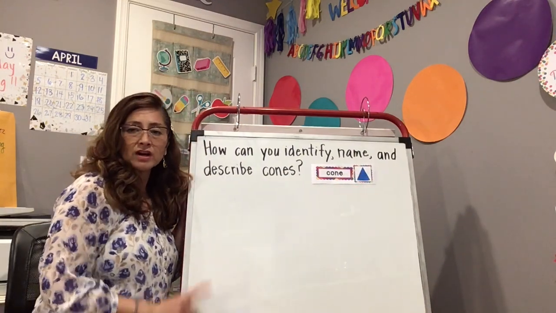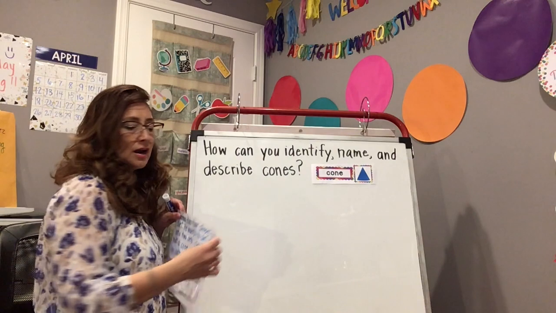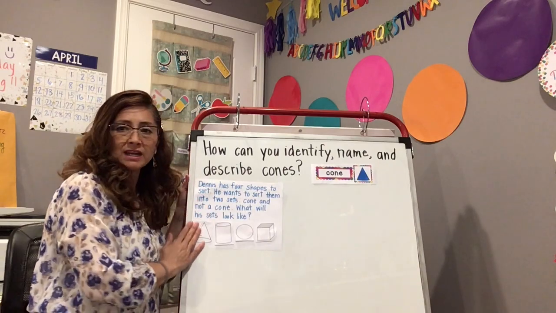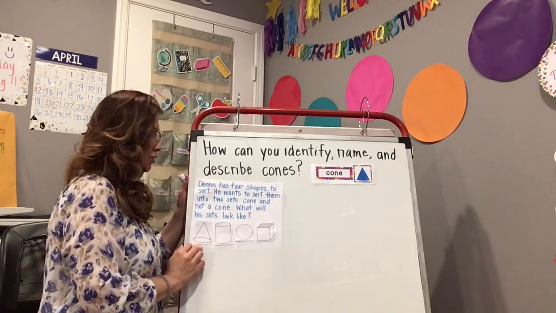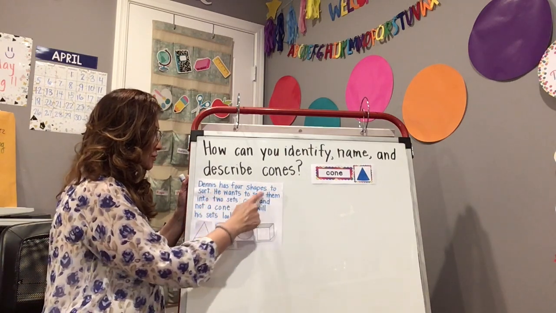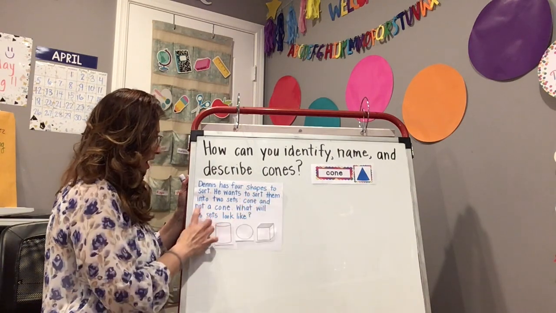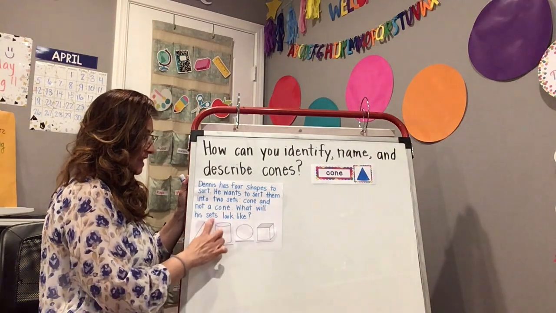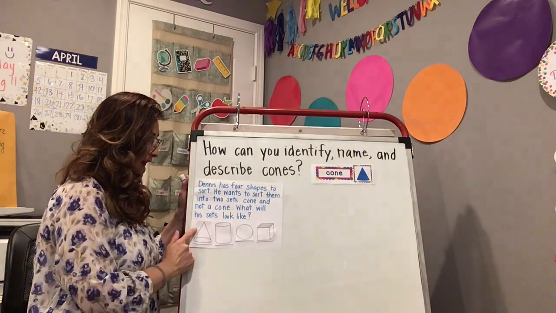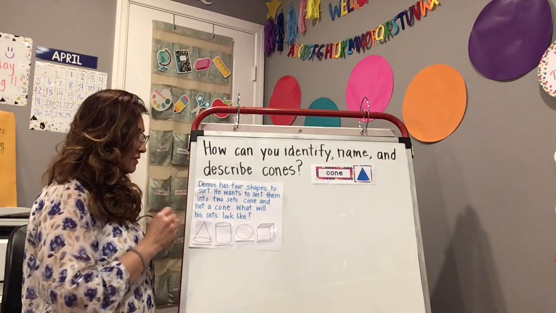So today, boys and girls, we're going to use a word problem to help us answer our essential question. So this is our word problem. I'm going to read it, but you can follow along and read with me if you like. Dennis has 4 shapes to sort. He wants to sort them into 2 sets. Cone and not a cone. What will his sets look like? So these are the shapes that Dennis has. Now, remember, he has 4 shapes and he wants to sort them into 2 sets.